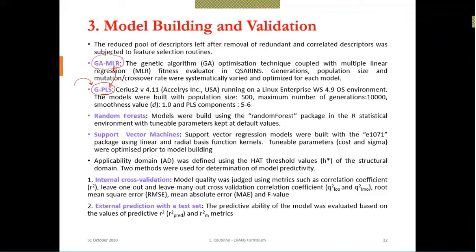And again, for doing modeling, we use random forest and SVM, support vector machines, both of these via the R package.